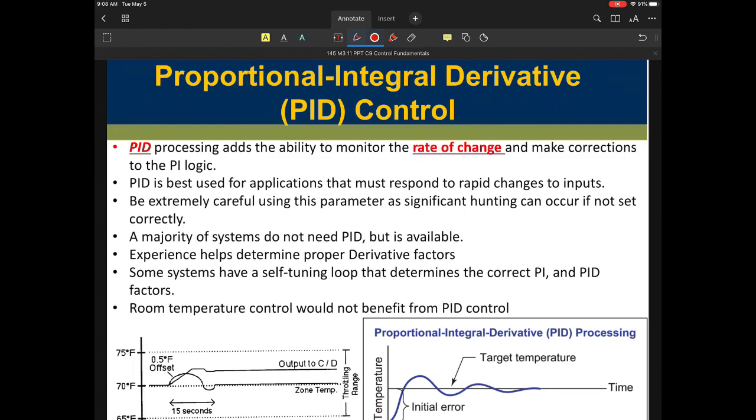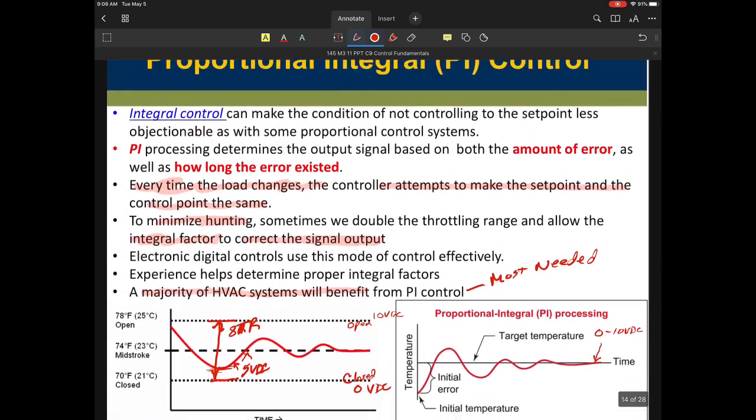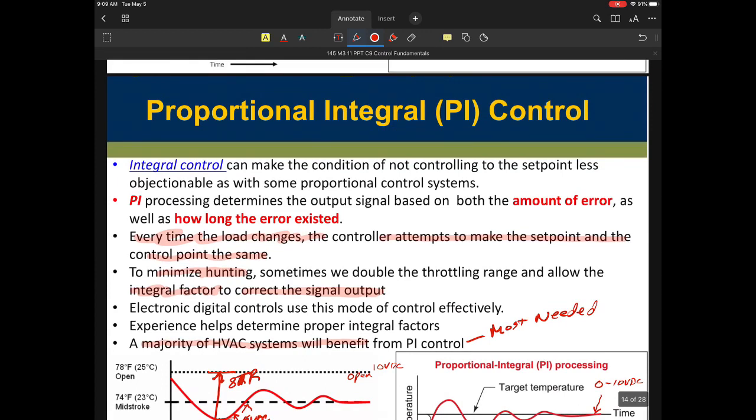Now, the proportional integral derivative controller. This is called PID control. Sometimes you'll hear this called a PID loop, and that's all that is. It's a proportional, integral, and derivative control. What this control algorithm does is it adds the ability to monitor the rate of change, and then make corrections to that PI logic loop. So if you recall, I'm going to go back to this here.